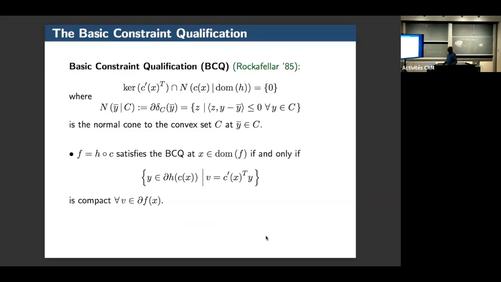The basic constraint qualification also says, remember, the subdifferential is the adjoint applied to things in the subdifferential. So we're going to be concerned with those things in the subdifferential for which the subgradient elements are attached. And it turns out that the basic constraint qualification is satisfied if and only if this is a compact set for every V in the subdifferential.